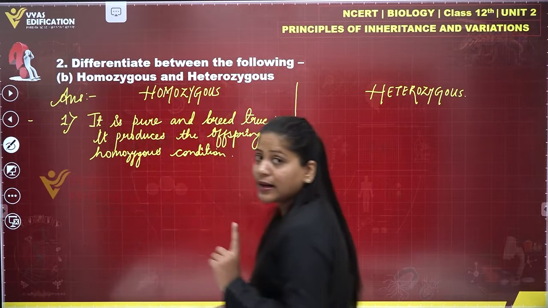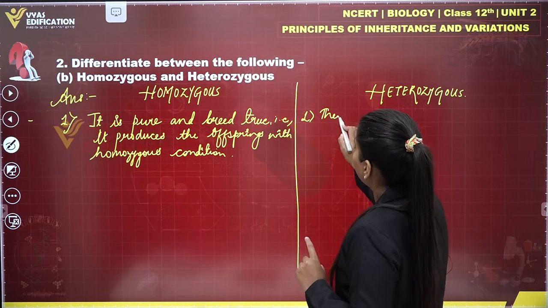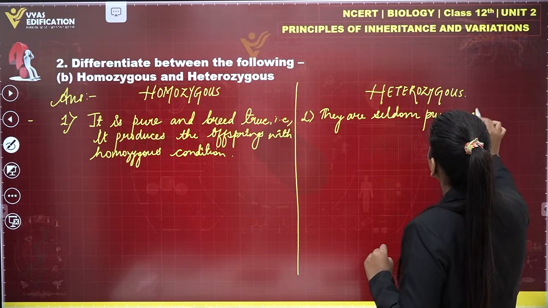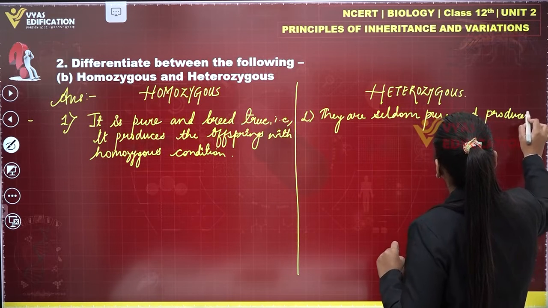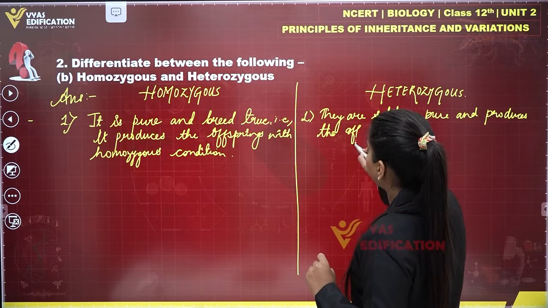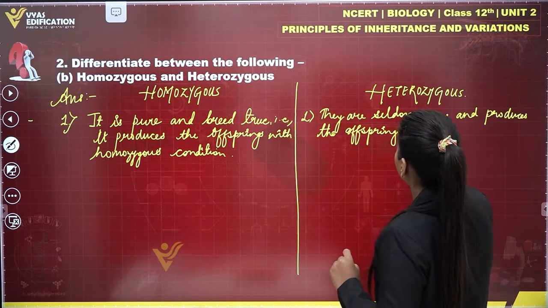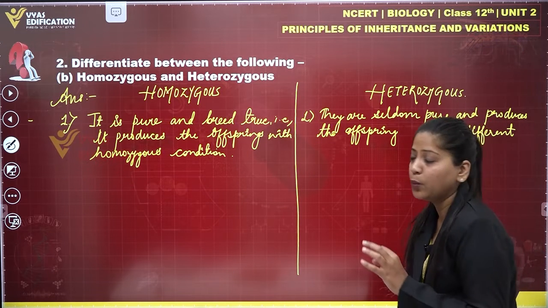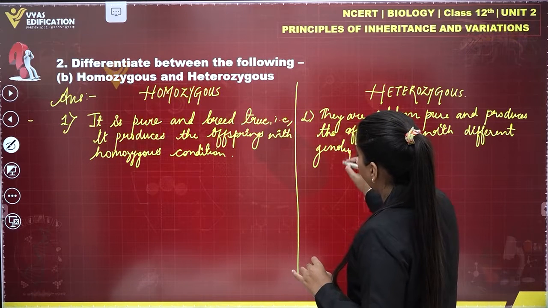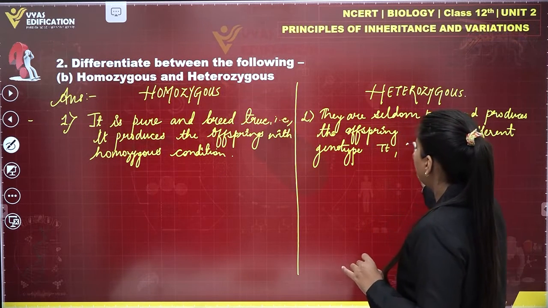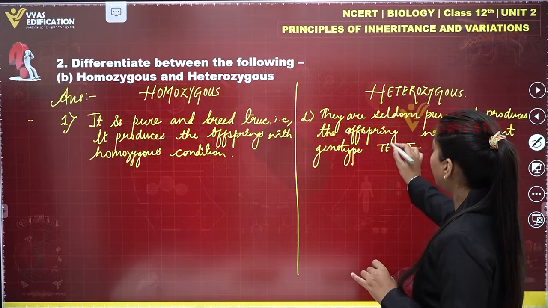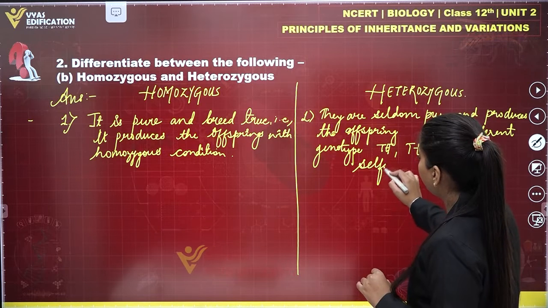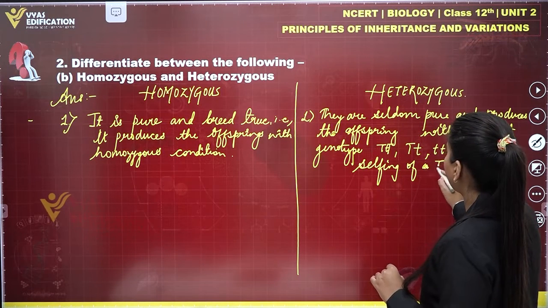Whereas the heterozygous ones are seldom pure and produce offspring with different genotypes, that means capital T, capital T, small t, small t, on the selfing of a heterozygous pair such as capital T, small t.